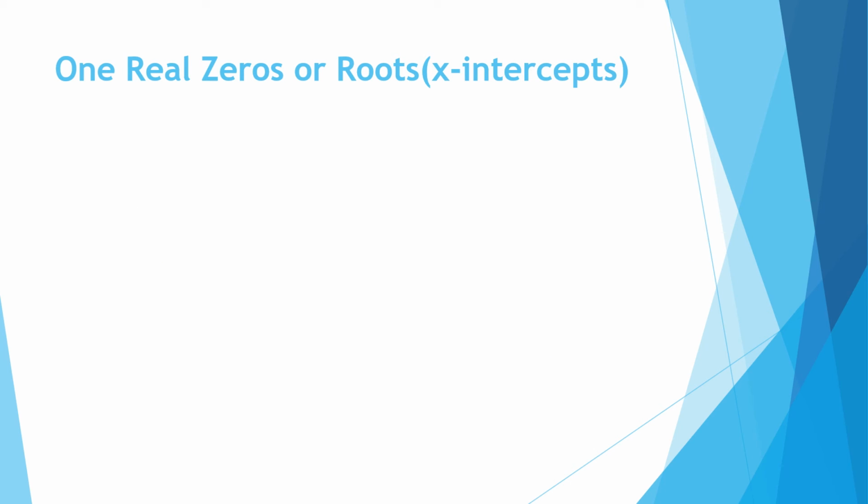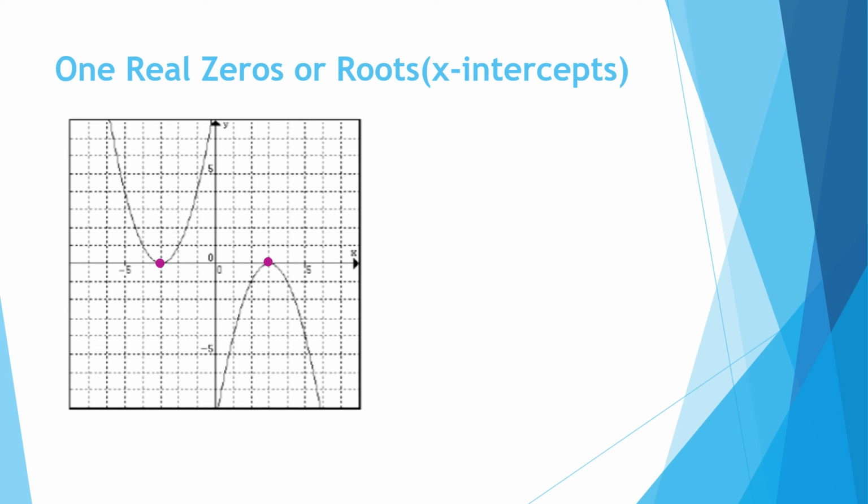Another thing that might happen is you might have one real zero, one real root or x-intercept. So in other words, the graph is going to intersect the x-axis at exactly 1 point. So we look at this graph right here, we see that the x-intercept is -3.